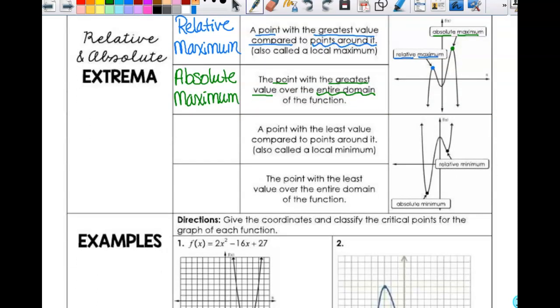Easy enough? All right. So then we have a point with the least value compared to the points around it, like in its little neighborhood again. And that is a relative minimum, like so. And then the point with the least value over the entire domain, that's going to be your absolute minimum.